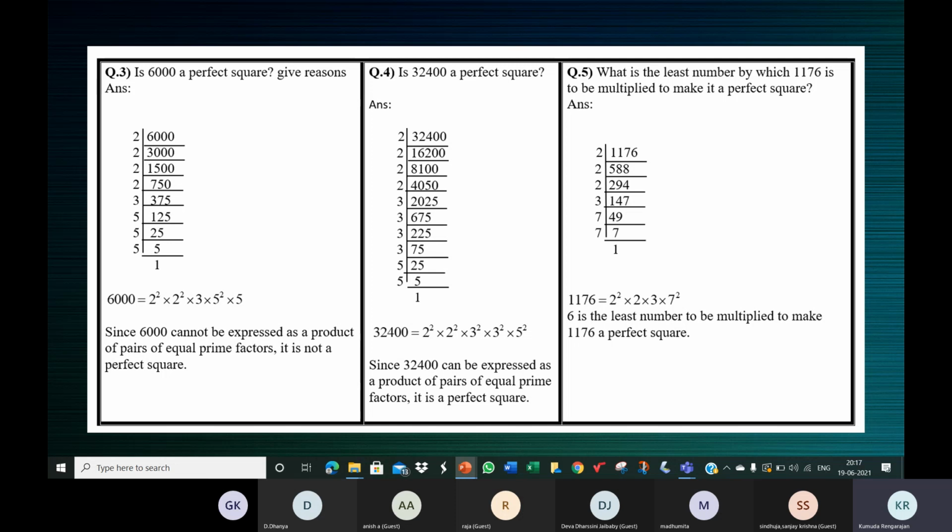So she gets 5 square into 3 into 7 square into 11. Since 3 and 11 don't occur in pairs, she says 3 into 11, 33, is the least number to be multiplied, and she is right.